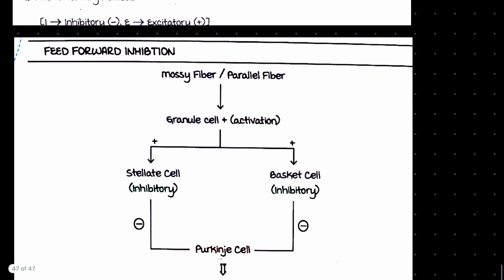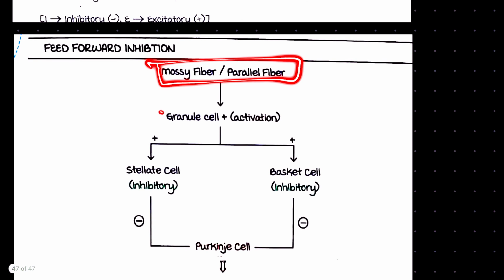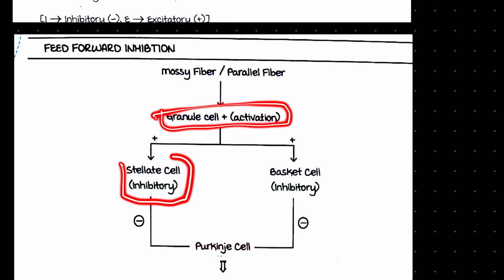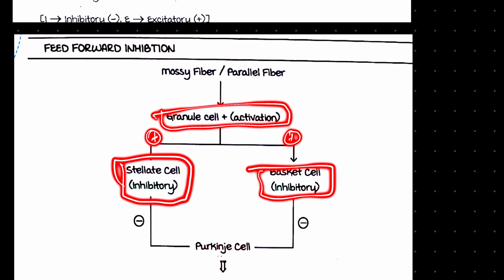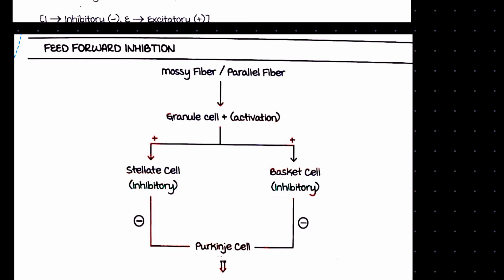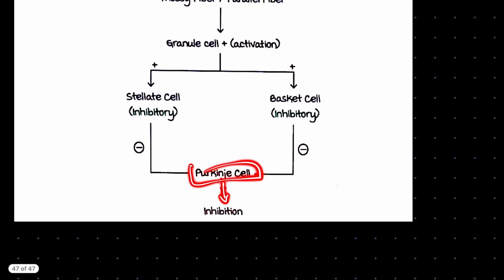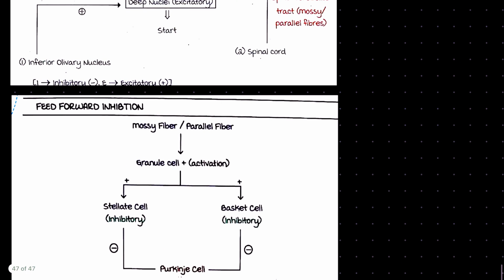So what we can say here is that the mossy fibers or parallel fibers were activating our granule cells. As they were activating these granule cells, the stellate cells and basket cells were activated, and these stellate and basket cells were inhibiting our Purkinje cells. As the Purkinje cells were inhibited, there was suppression of the inhibition caused by our Purkinje cells on our deep nuclei, because of which there was again the start of movement. So this phenomenon is called feed forward inhibition.